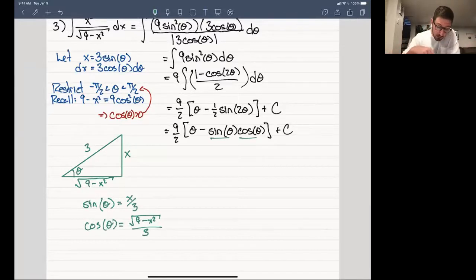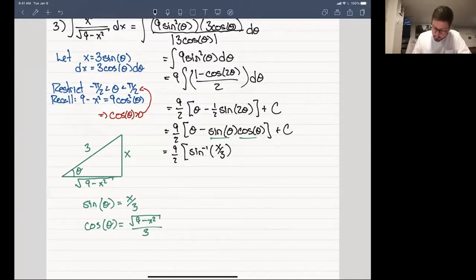But from our restriction here that theta is between minus pi over 2 and pi over 2, we can invert the sine function. So we can actually say that theta is equal to sine inverse of x over 3. So this gives me 9 over 2, that's still floating out front, theta is equal to sine inverse of x over 3. That's coming from the fact that x is equal to 3 sine theta. Just isolate for theta, the same way you would do it if you punched it into your calculator to figure out what the angle should be.